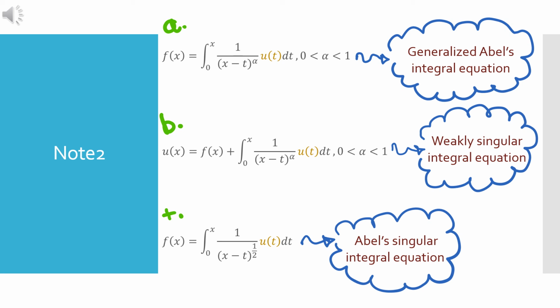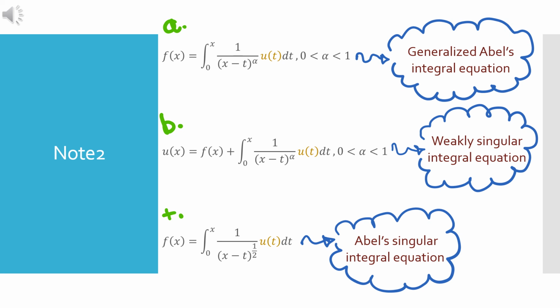Taking the upper limit of the integration, which is x, and substituting it in the kernel, we get k of x and x equal to 1 over (x minus x) raised to alpha, which is 1 over 0. This is a singularity in the integral equation. So the cases that we are talking about in this note are singular cases.